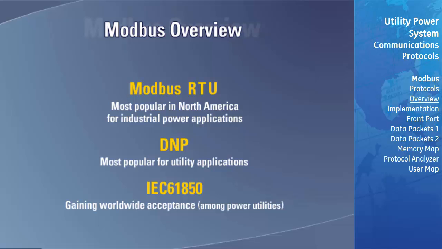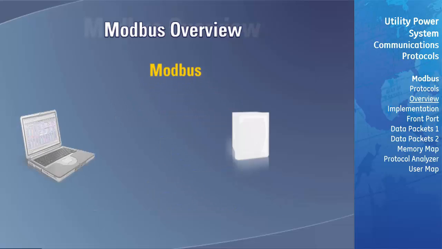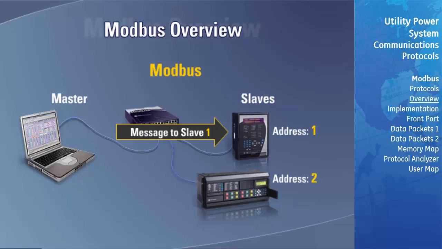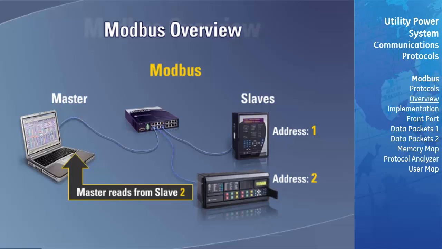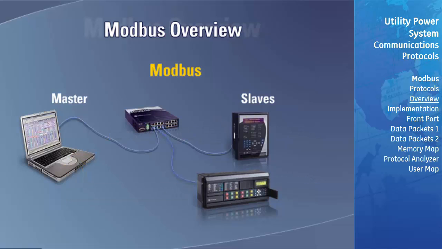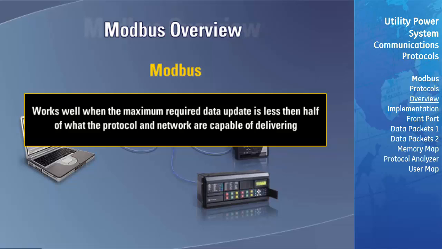Typically, earlier protocols such as Modbus were based on a master-slave model. With this protocol, there is one master on the LAN and multiple slaves. Each slave is assigned its own slave address. The master can direct a command to a particular slave by using the unique slave address, or the master can send the command to all slaves using the broadcast address 0. When device-to-device data transfer is required, the master would simply read the data from one device and write the data to the second device. It's been found that master-slave protocols such as Modbus work quite well when the maximum required data update is less than half of what the protocol and network are capable of delivering.